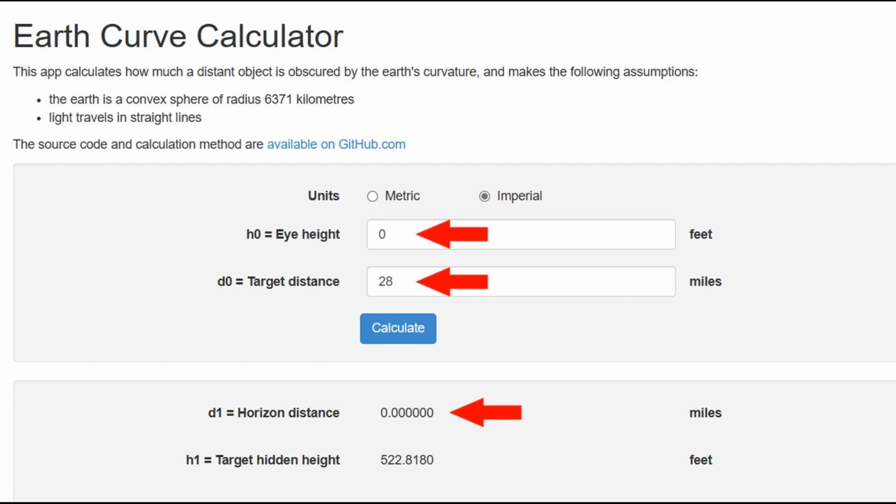The math tells us there should be 522 feet of Earth's alleged curvature blocking 100% of the 328-foot-high island, 100% of the time. Let's see just how accurate these calculators are. I will start at 80 feet above sea level, and then I will walk down from 80 feet to just 3 feet above sea level.